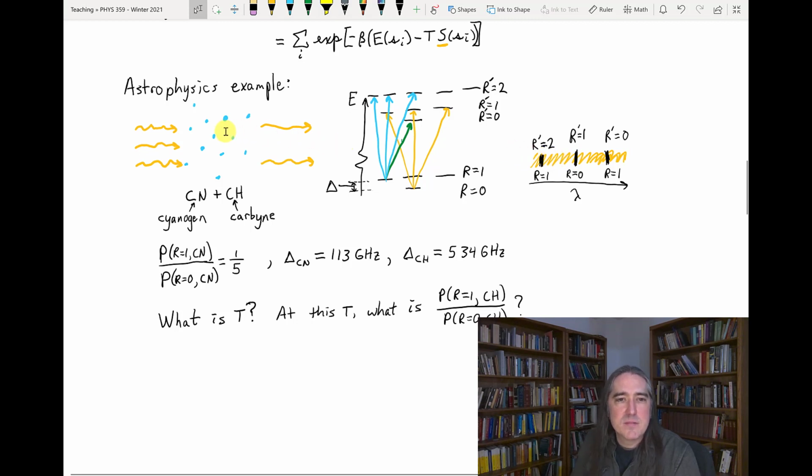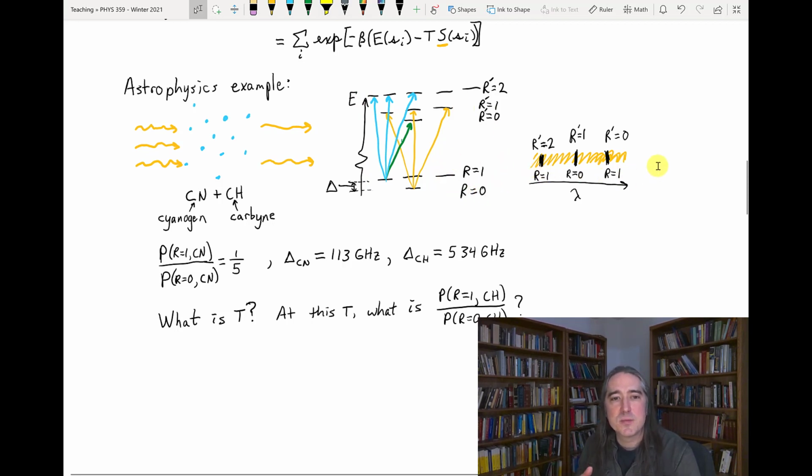If I shine this starlight through a bunch of cyanogen, carbon bonded to nitrogen, and then I disperse the spectrum, what I'll see is mostly just a flat band of light. I'll see 3 little notches taken out of it. The one in the middle corresponds to R equals 0, R prime equals 1. The one at longer wavelength, which is to say lower energy, corresponds to R equals 1 going to R prime equals 0. And the one at higher energy corresponds to going from R equals 1 up to R prime equals 2. Okay, so that's the spectrum that we're looking at.